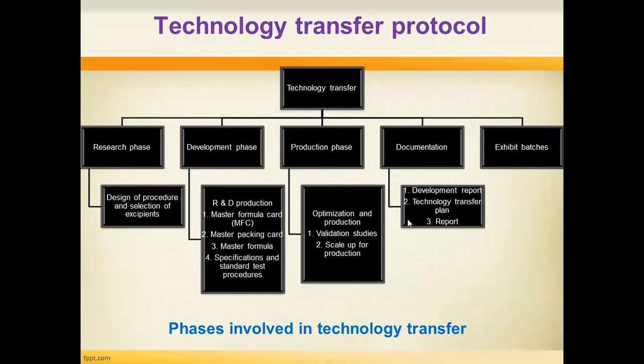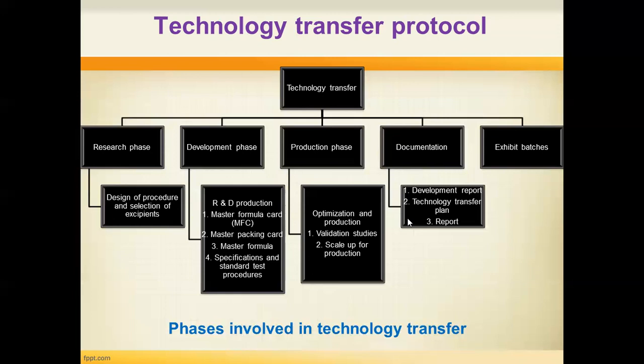So the first phase is associated with the research phase. In the research phase, we have to design the experiments. In the design of experiments, first you have to select the raw material. In the development of the dosage form, you have to select the excipients. Next, once you have selected the excipients, you have to decide which method or procedure is applicable for the formulation of the dosage form. So the first phase is the research phase.